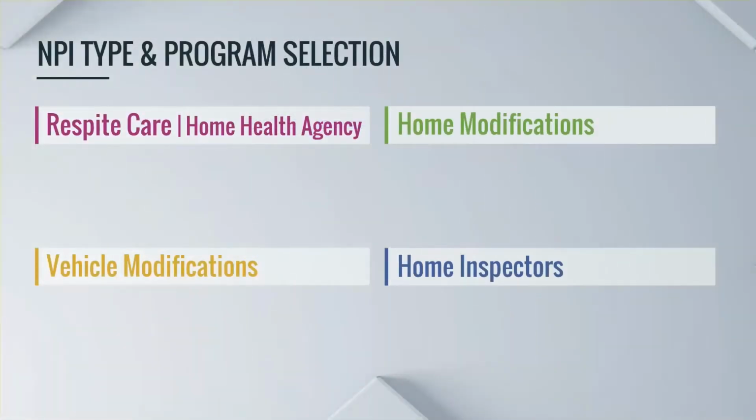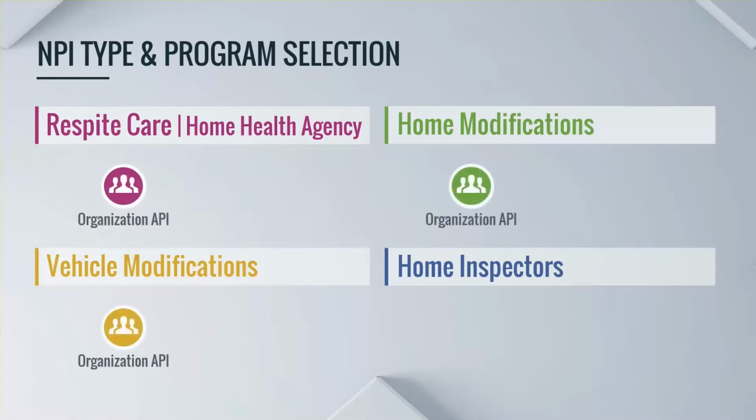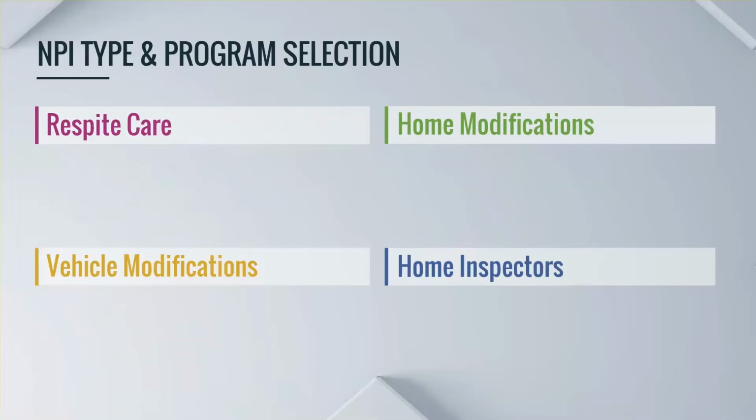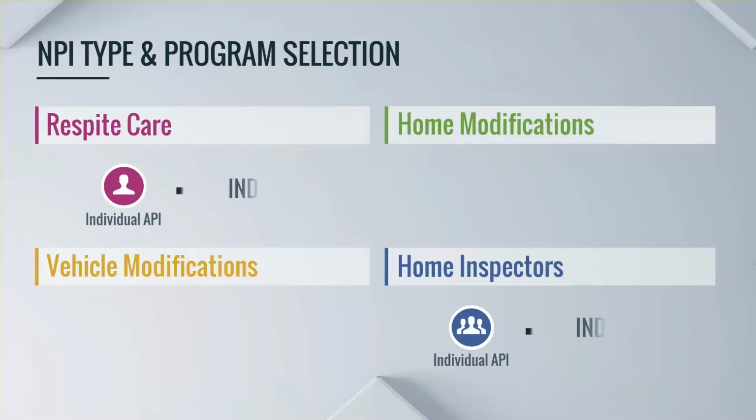Home health agencies that provide respite care, home modification providers, or vehicle modification providers can select an organization API type and enroll as a facility. Respite care providers that are not a part of a home health agency and home inspectors will select an individual API type and enroll as an individual.